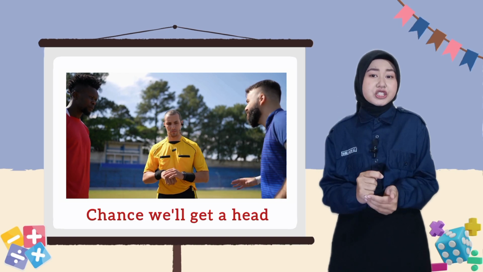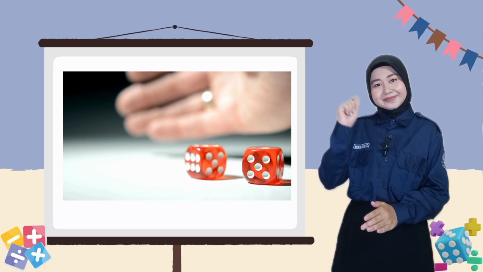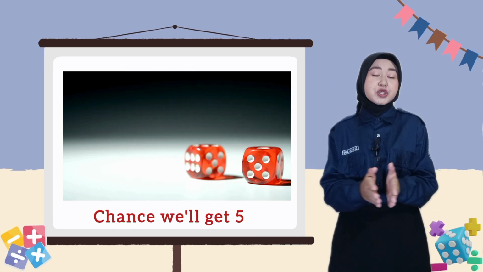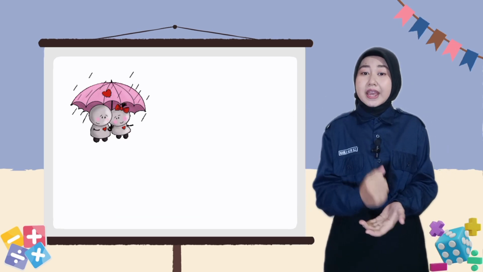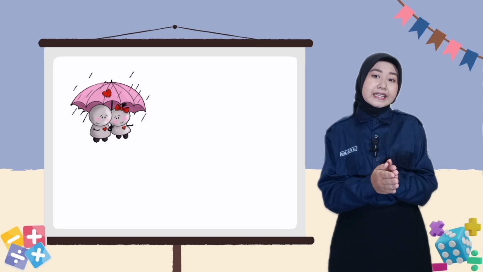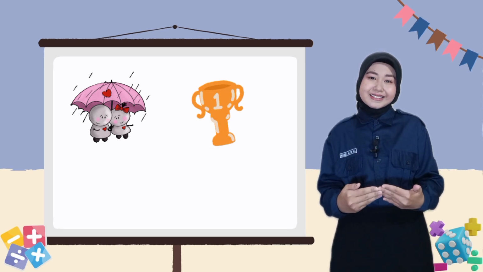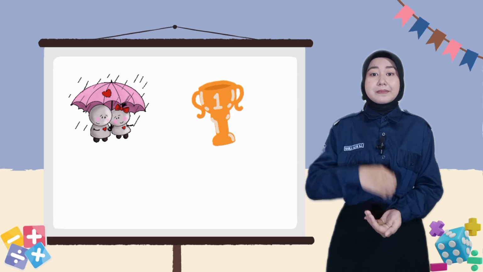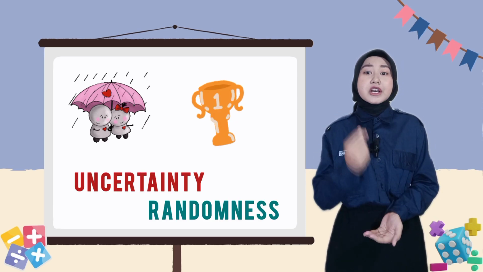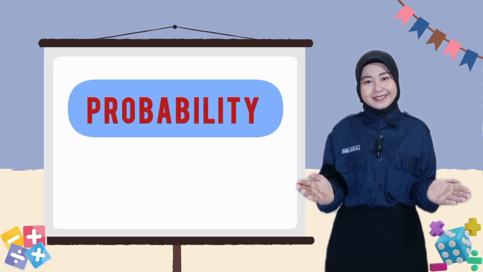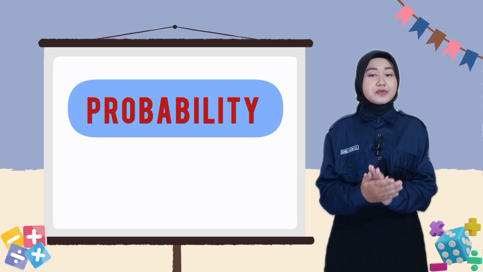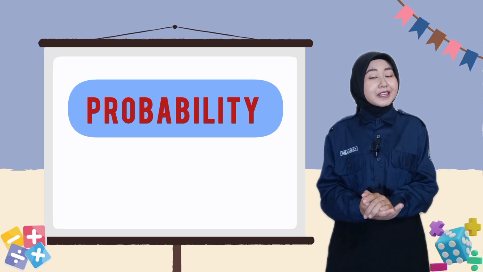Okay guys, if you toss a coin like in this video, what is the chance you'll get a head? Or if you roll a dice like in this video, what is the chance you'll get a 5? Or you might hear things like it may rain today, or it's highly likely that our team will win the football match. In all these events, there is some uncertainty, this randomness, because we are not sure of the result. For this, we use the concept of probability. So it will be the topic of this video. Now, let's study probability with me.